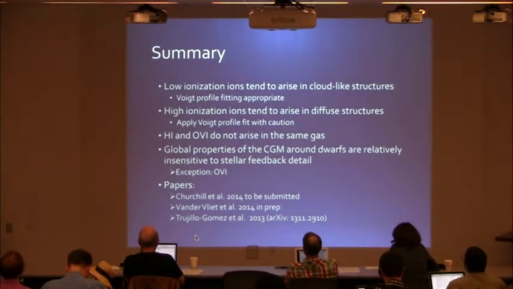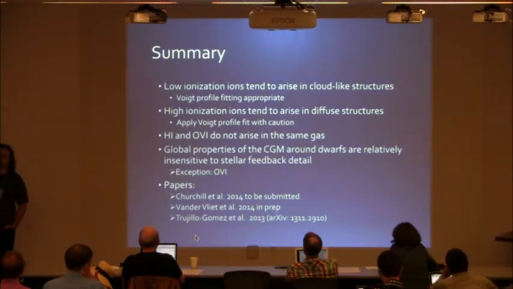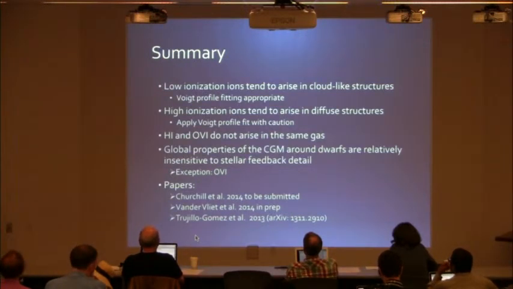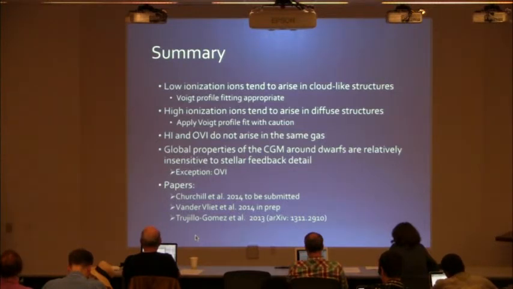So in summary, our low ionization ions tend to arise in cloud-like structures with constant density, uniform temperature, and spatial coherence. So Voigt profile fitting is very appropriate for these. The higher ionization ions, not so much. So if you do choose to use Voigt profile fits on these, just have some caution in how you're interpreting your results. The H1 and O6 do not arise from the same locations, from the same gas. And the global properties of the CGM around these dwarfs are relatively insensitive to the stellar feedback details, with the possible exception of oxygen 6.